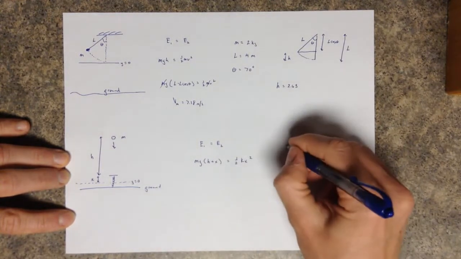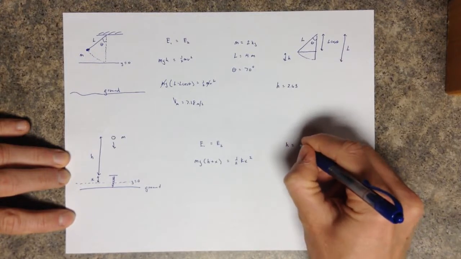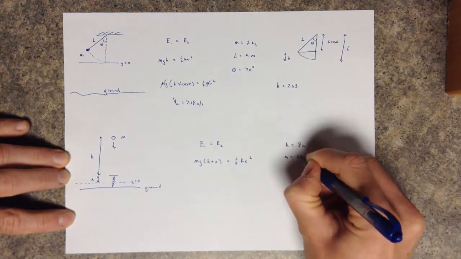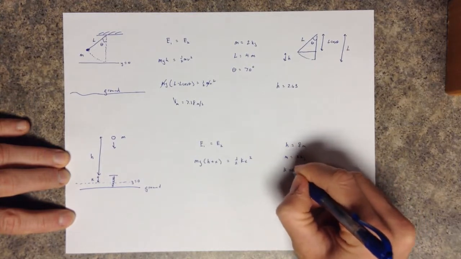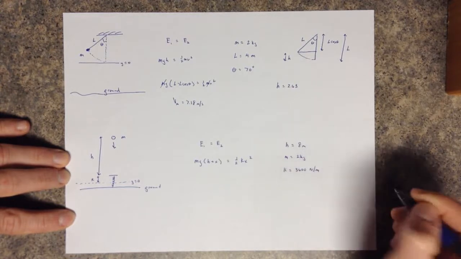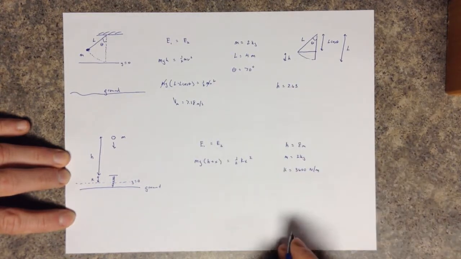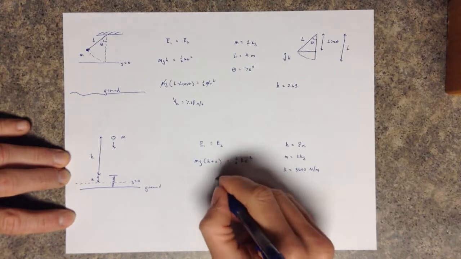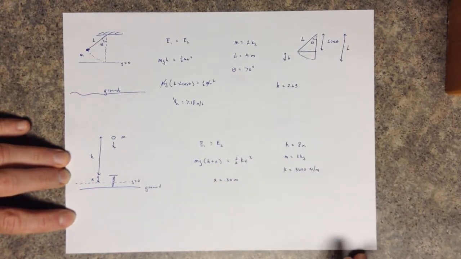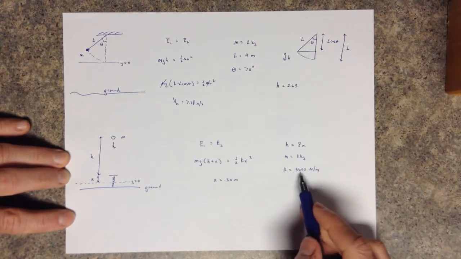Okay? And so if you look at some numbers here, if we drop it from 8 meters, and the ball is 2 kilograms, and let's just go ahead and take a spring constant of 3,600 newtons per meter. Okay, we want to figure out how much it is going to compress the spring. And so when you use these values here, you should then get an x of 0.3 meters, so 30 centimeters.